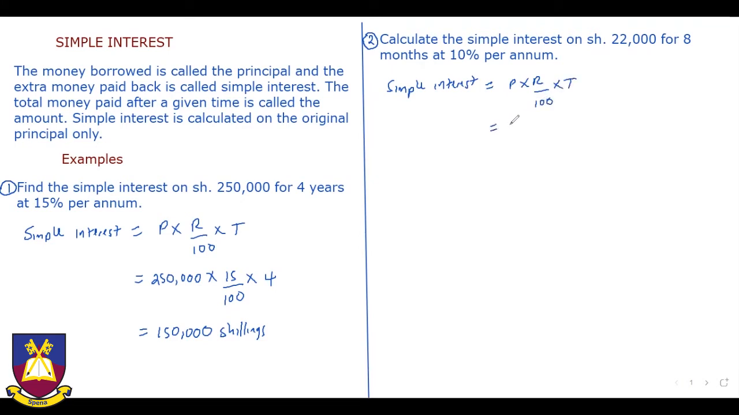is going to be equal to the principal times the rate over 100 times time. Our principal is 22,000. The rate is 10 out of 100, and the time is 8 months. So we need to convert the months to years. That is 8 out of 12. And this gives us 1,466.7 shillings. That was the interest after a period of 8 months.